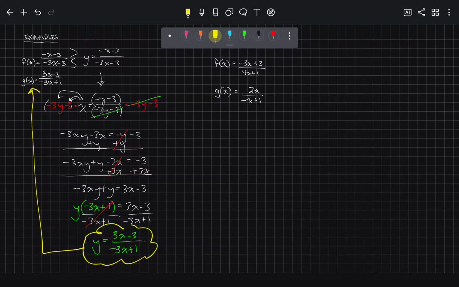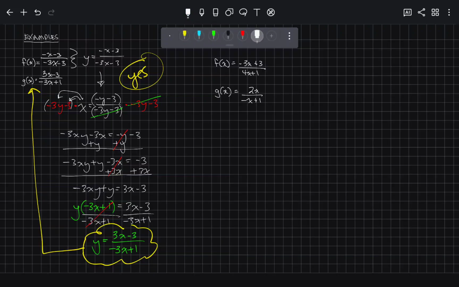So once we've gone through that process and we solve and we find the inverse of the function we chose, we compare it to the other function. If it's its inverse, cool, then we found the inverse. If it's not the inverse, then we'd say, no, the two functions are not inverse of each other. So the answer to this one would be yes.